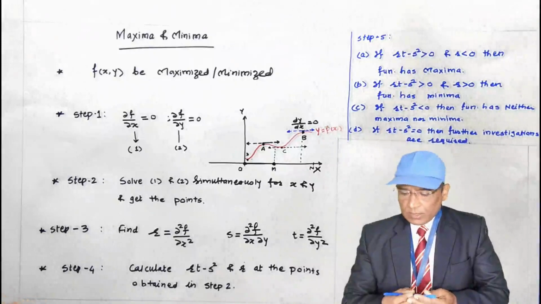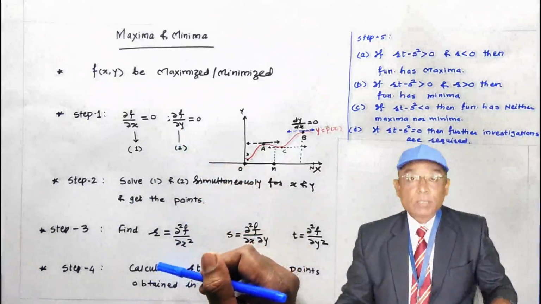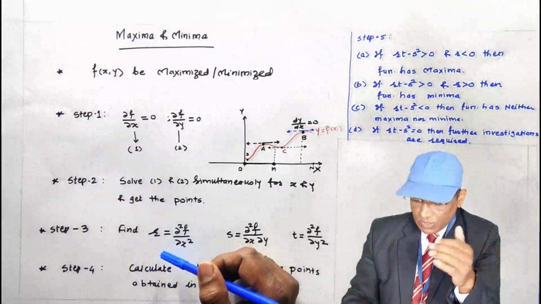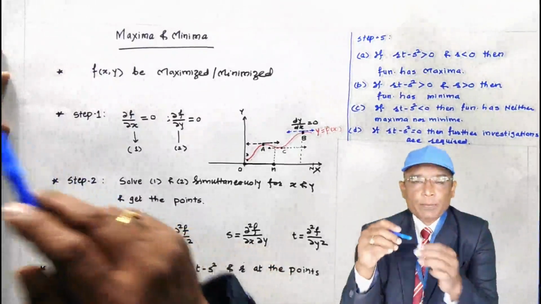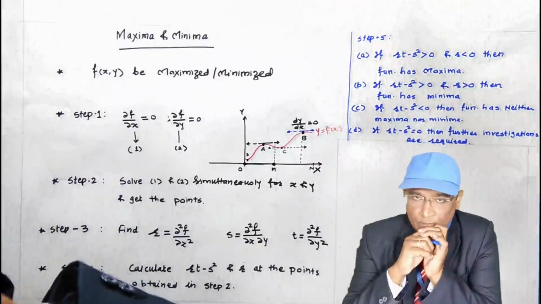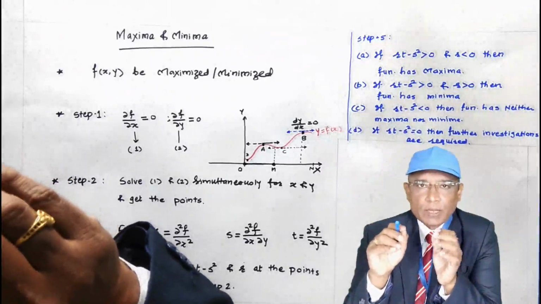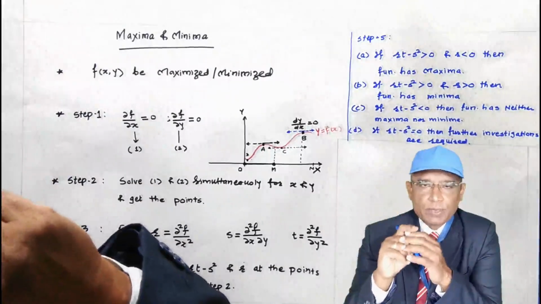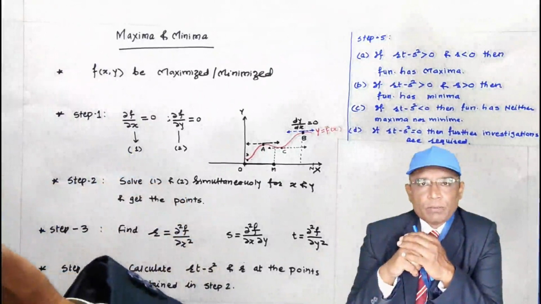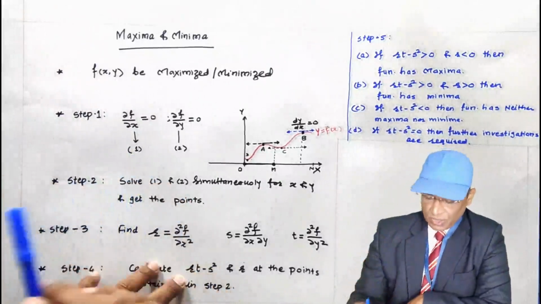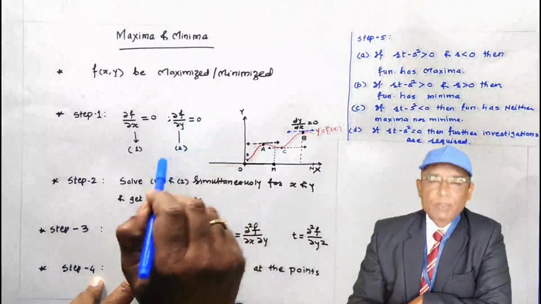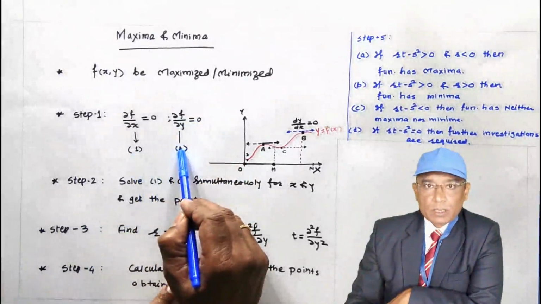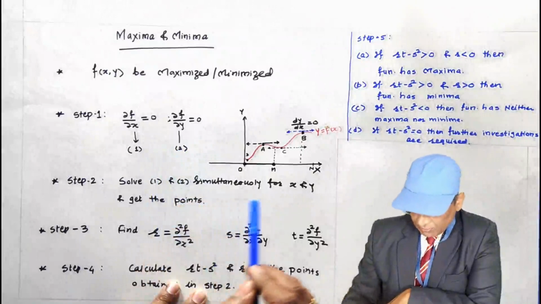Now, these are the steps to find the maxima or minima of the function. Once again, I am going to repeat it. If f of x y, any function, is given, the first step is to find the partial derivative with respect to x and equate it to 0. You will get the first equation. Then find the partial derivative of the same function with respect to y and equate it to 0. You will get the second equation.